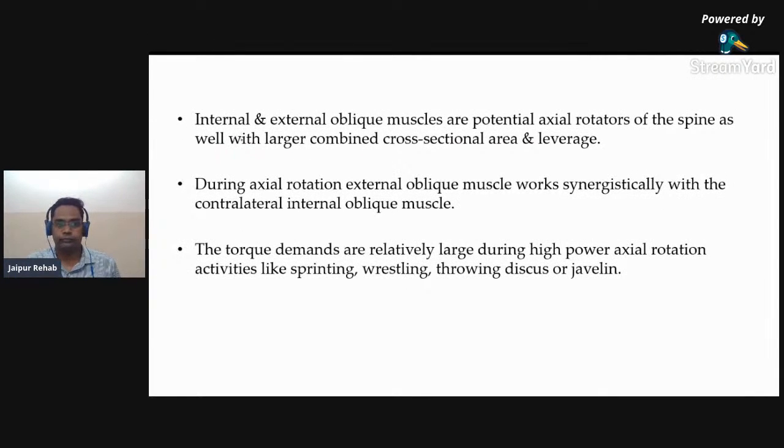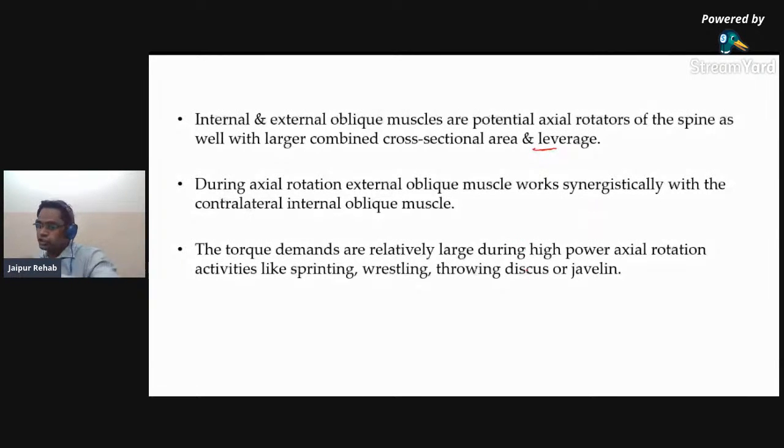Okay, this is important. The internal and external oblique muscles are potential axial rotators of the spine, with the large combined cross sectional area and leverage also. Leverage, that is momentum. All right. During axial rotation, external oblique muscles work synergistically with the contralateral internal oblique muscles. All right, and the torque demands are relatively large during high power axial rotation, like sprinting.